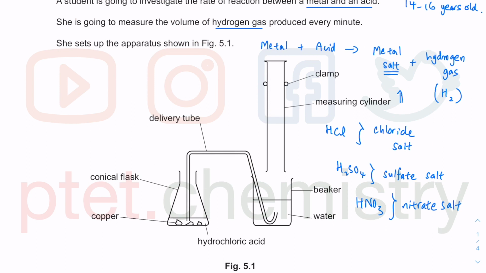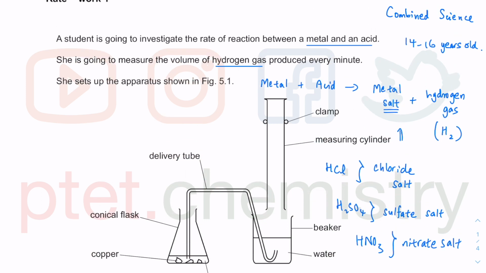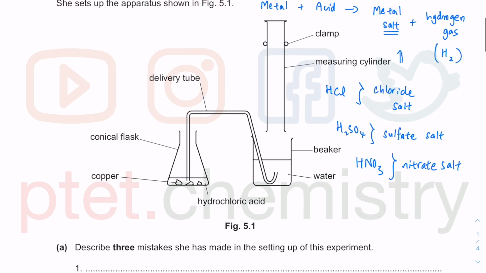If your metal is sodium, you will get sodium chloride if you have sodium reacting with hydrochloric acid. If your metal is magnesium, magnesium plus sulfuric acid will give you magnesium sulfate. If you have zinc, zinc plus nitric acid will give you nitrate salt, so it will be zinc nitrate plus hydrogen gas here. Okay, so what we have here is copper reacting with hydrochloric acid, and they will produce you hydrogen gas. So this is the technique here, the investigation involved, measure the volume of hydrogen gas produced every minute. Okay, so 1 minute is 60 seconds, so you're going to measure the volume of hydrogen there.